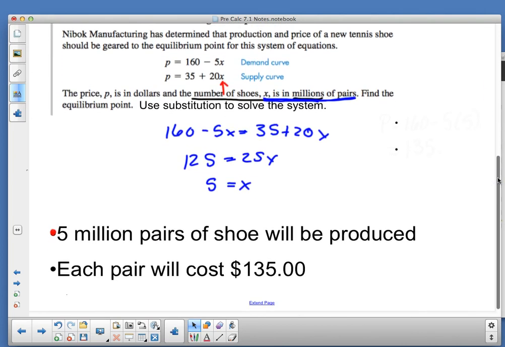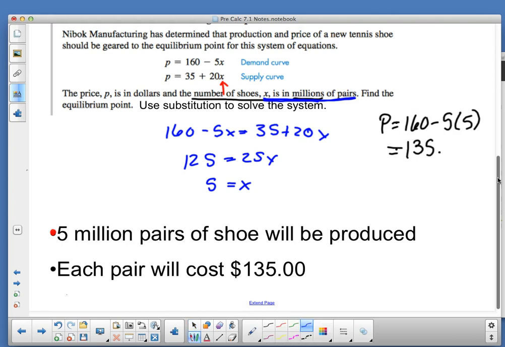So I get 125 equals 25x, and x equals 5. I plug that into this. Now remember, this is my demand, and I'm looking for my price. P for my price, and it should work in both situations, is 135. Even if I decided to pick the other equation, because this is where they are equal, this should also be 135. If it is not, I've made a mistake in my evaluation.